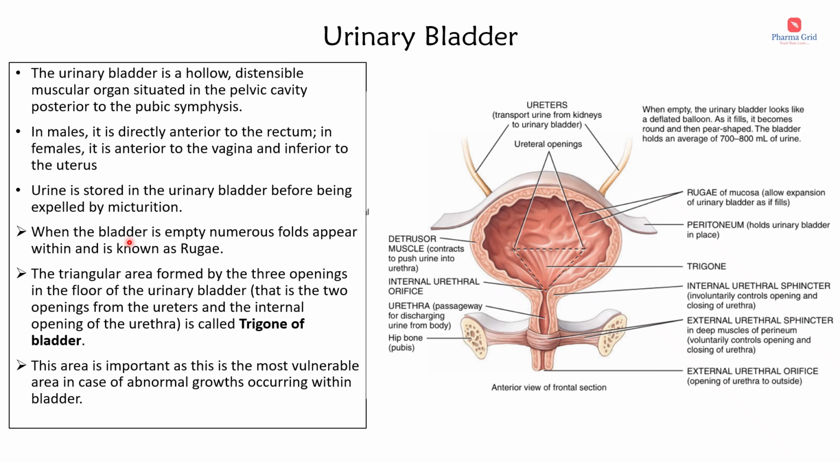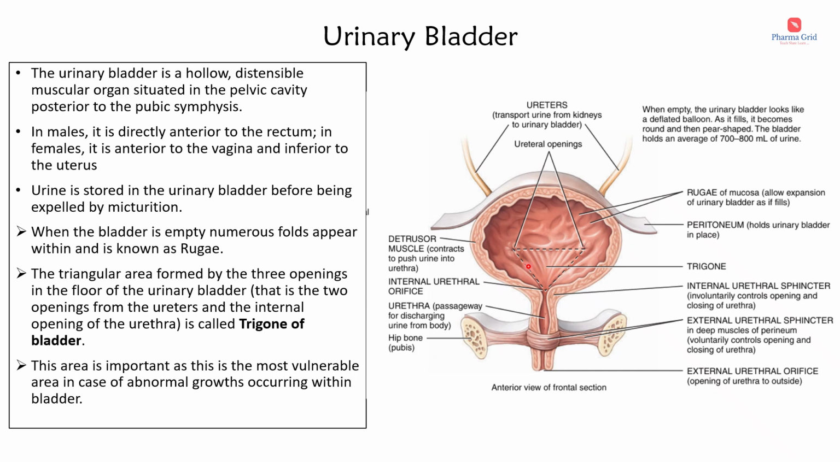Okay, so here I have mentioned rugae. Here you can see the fold-like structures. These folds are known as the rugae. The function of rugae is to allow expansion of the urinary bladder as it fills. When the bladder is empty, numerous fold-like structures appear inside the urinary bladder that help it expand when it fills. And here you can see the triangular area which is known as the trigone, where you can see the three openings.